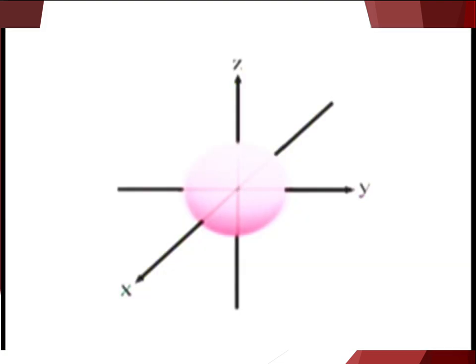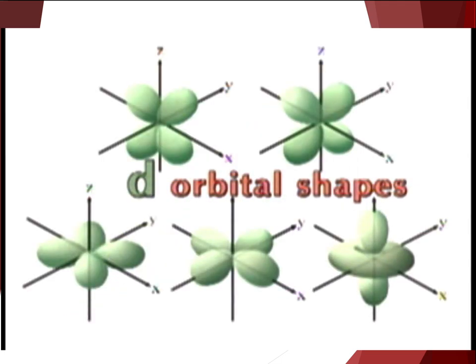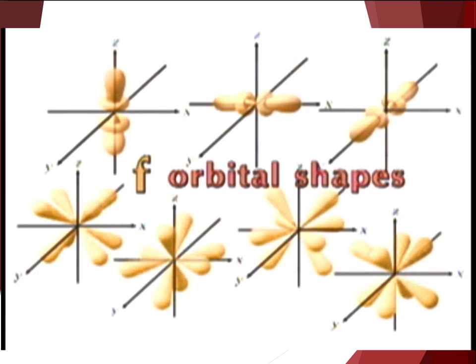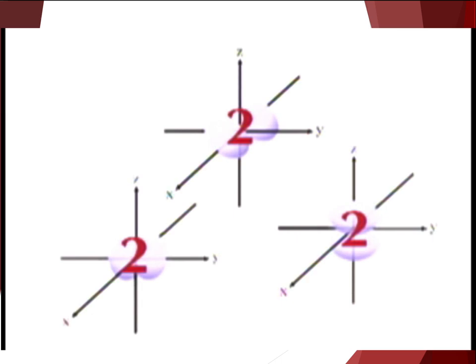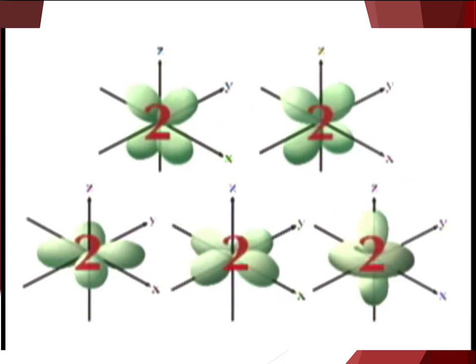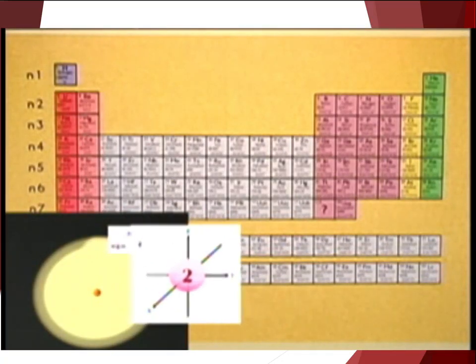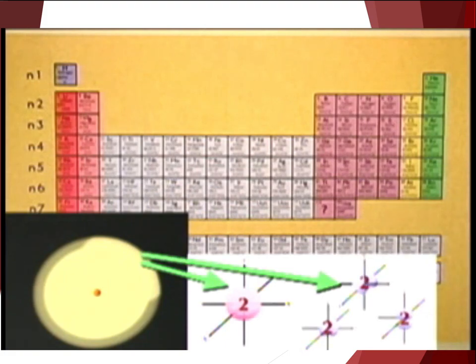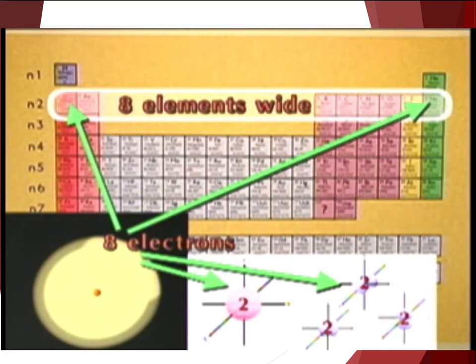There are four important orbital shapes: s, p, d, and f. The s orbital can take a maximum of 2 electrons. The p orbitals can take up to 6 electrons. The d orbitals can take up to 10, and the f orbitals can hold a maximum of 14 electrons. There is a direct connection between how many electrons it takes to completely fill the orbitals at each energy level and the number of elements in that period of the table.